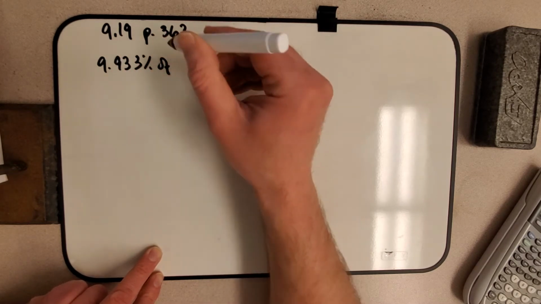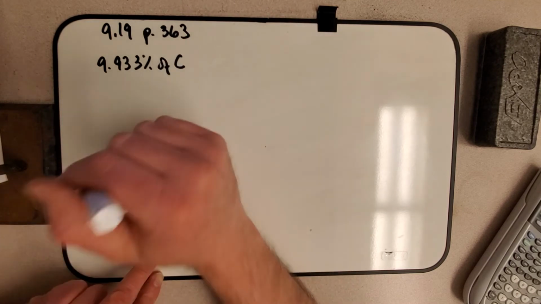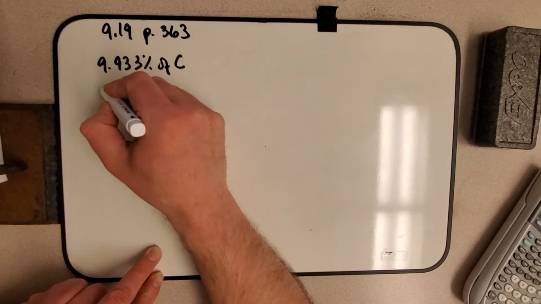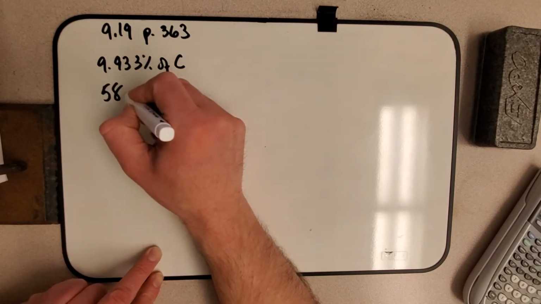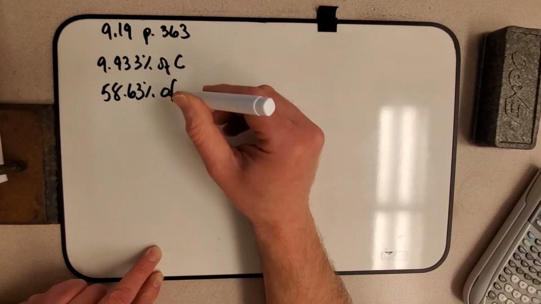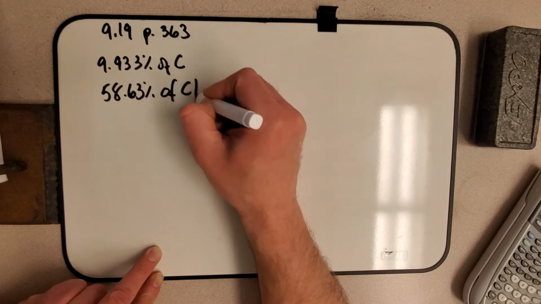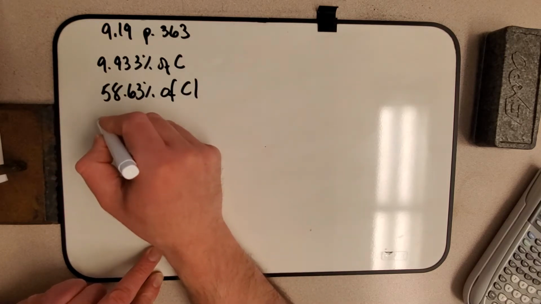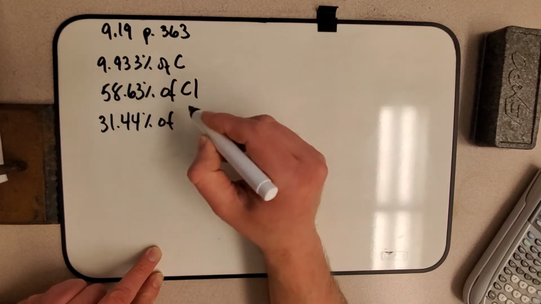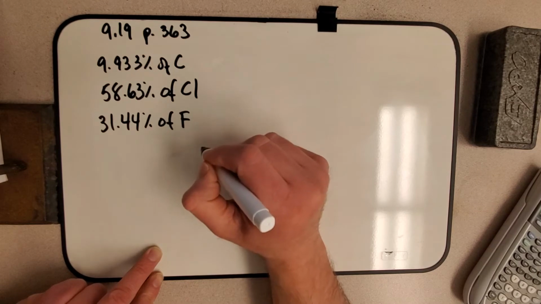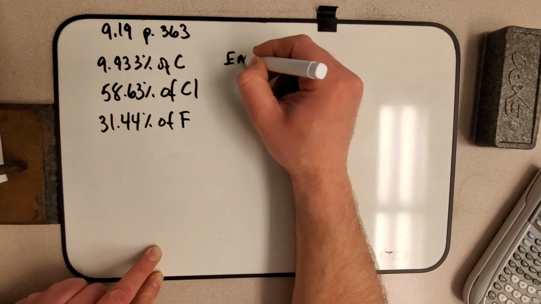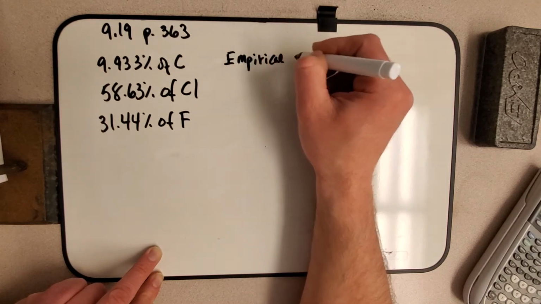You have 9.933% of carbon. I'm just going to use its abbreviated symbol, C. Then 58.63% of chlorine, which is Cl, and I also have 31.44% of fluorine. What they want me to find is the empirical formula.